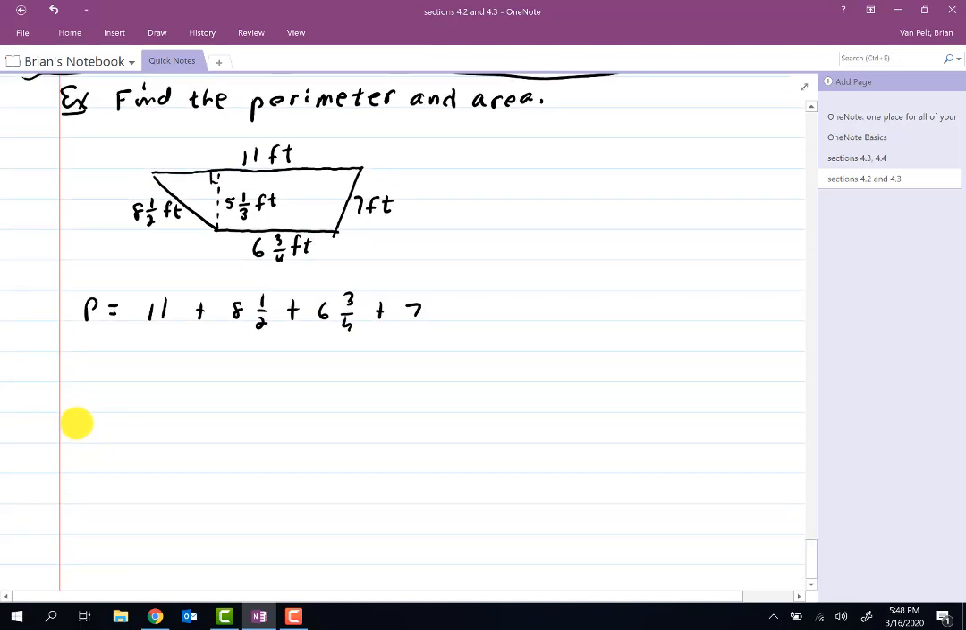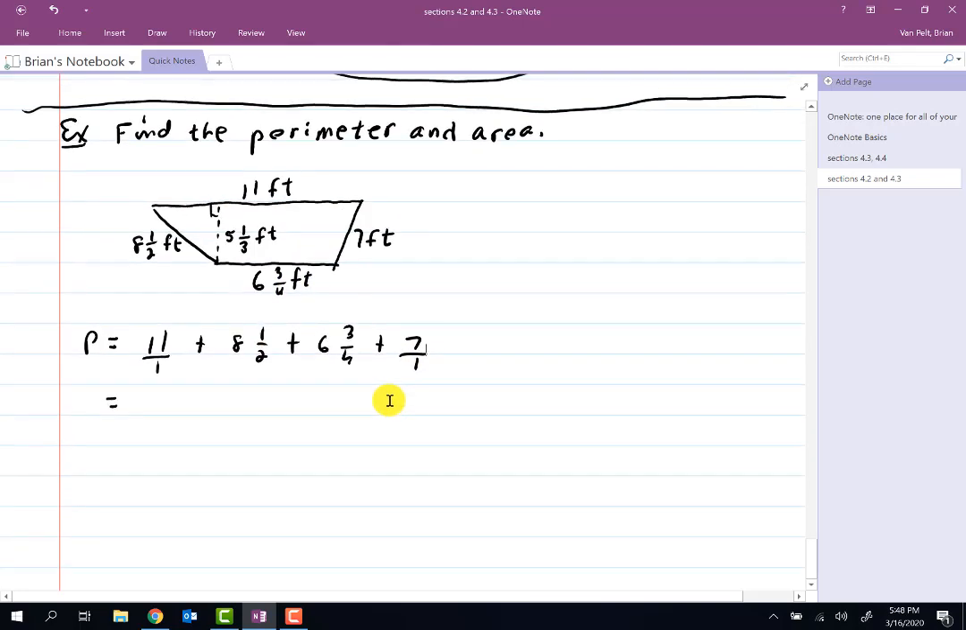What I'm going to do is, I notice that I have fractions with a 2 in the denominator and a 4 in the denominator. So in preparation for having all fractions to deal with, I will write my whole numbers over 1. And then I'll keep them that way for a minute, because I'm going to write the rest of these mixed numbers as fractions.